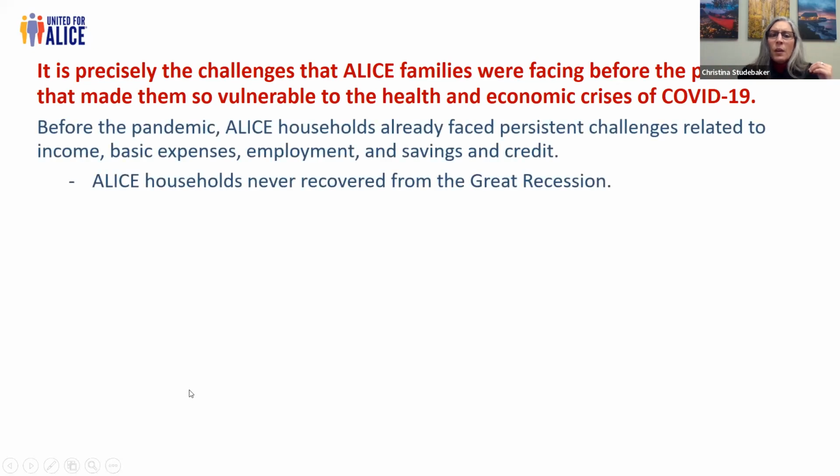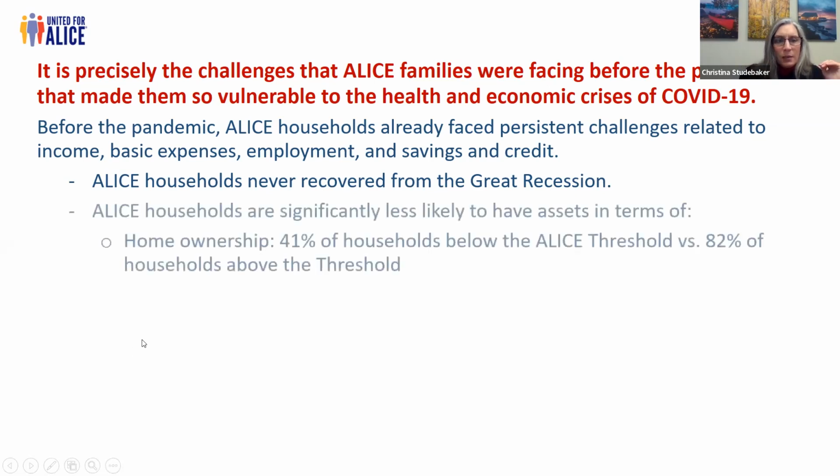So this is going back to 2008 with the Great Recession, that ALICE households still were recovering from the Great Recession when the pandemic hit. And so they were already still fighting back. They weren't even at even ground and got hit. They also are less likely to have assets to tap into for financial support during hard times.